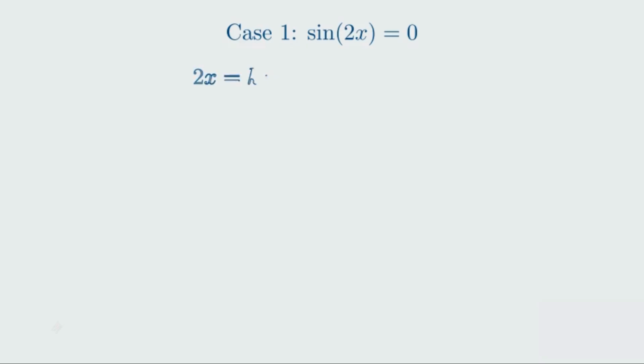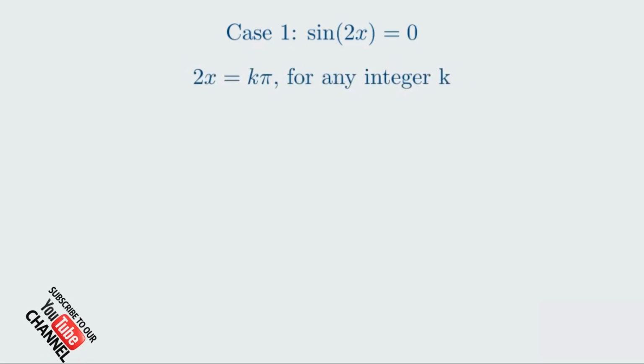So, the argument of our sine function, which is 2x, must be equal to k times pi, where k is an integer. This is a very common mistake students make. They forget that the argument is 2x and just try to solve for x directly. Remember, you're solving for the entire argument first. Now that we know the value of 2x, we can solve for x.